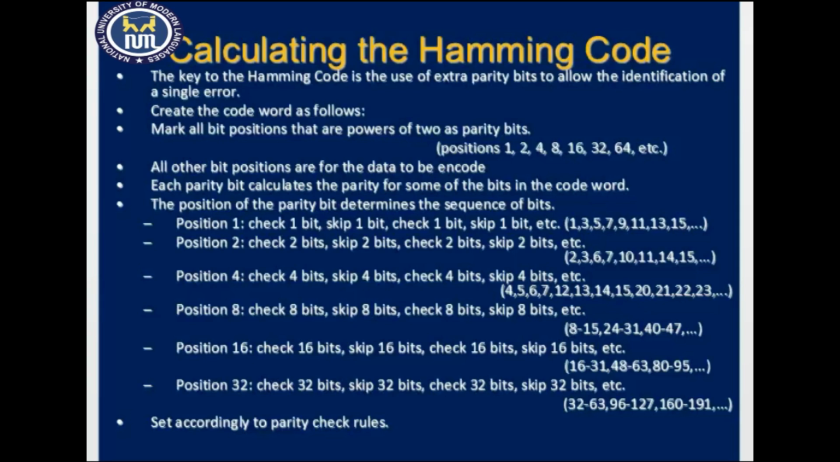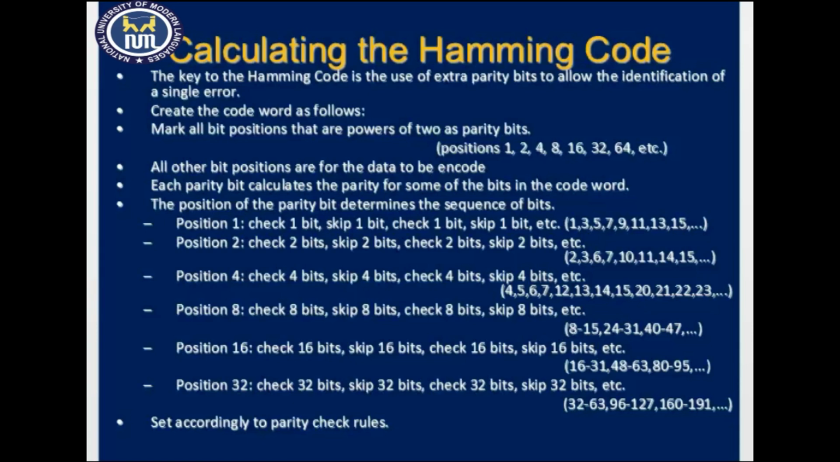Calculating the Hamming code. The key to the Hamming code is the use of extra parity bits to allow the identification of a single error. Create the code word as follows, for example 1010101, and then we need to find positions in between those bits for the parity. The positions for the parity are always powers of 2: 1, 2, 4, 8, 16, 32, 64, and it goes on as long as there is data. All other bit positions are for the data to be encoded.